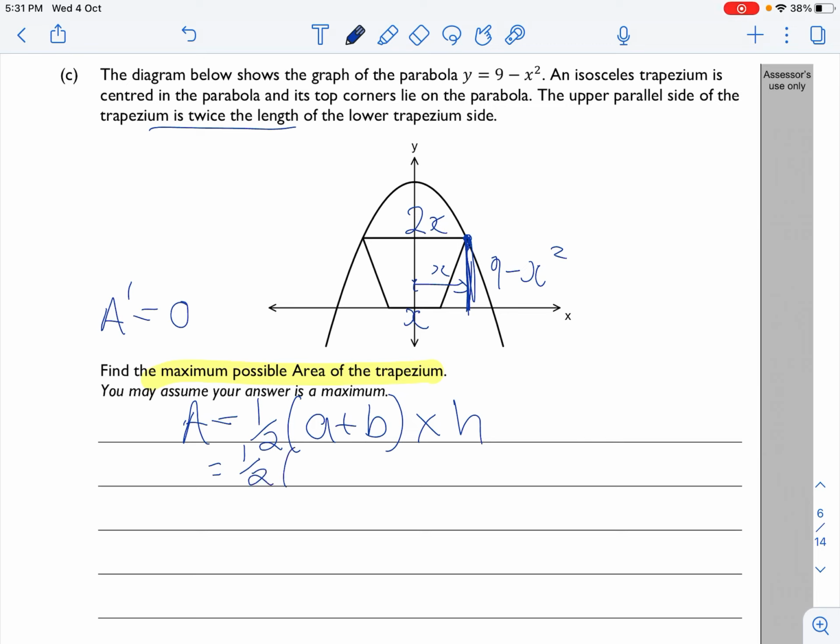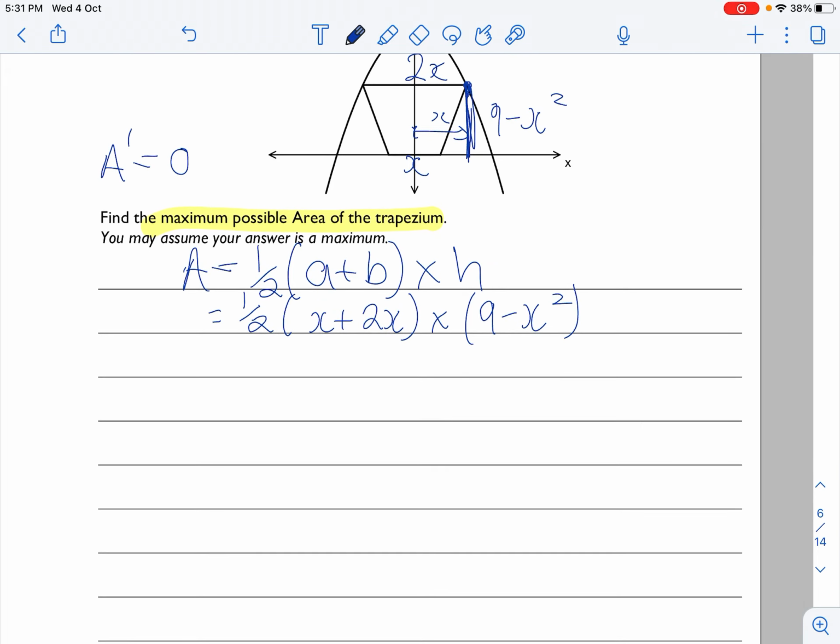Okay, so we're going to put all of this in now. We've got a half, and our two sides are x plus 2x, and our height is 9 minus x squared. We can tidy this up a little bit. x plus 2x is 3x, and half of that is 1.5x. Then we'll just expand it out. 1.5x times 9 is 13.5x, and x squared times 1.5x is 1.5x cubed.